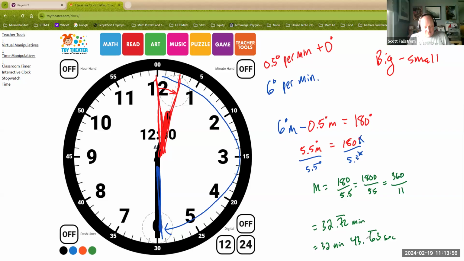If you don't, you could multiply the remainder part by 11, and you could also get this as 32 minutes, 43 and 7/11 seconds. So either one of these down here would be just fine. So how long has passed? 32 minutes, 43 and 7/11 seconds.